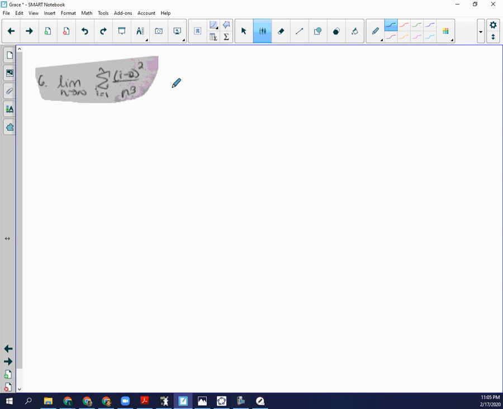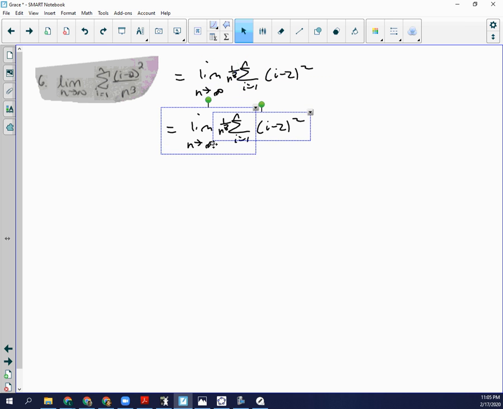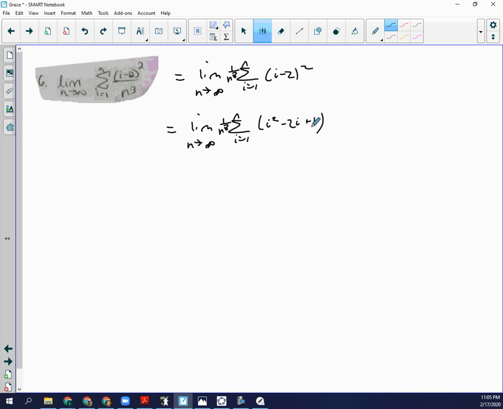This one's just going to require a little algebra first. The quantity i minus 1 squared is going to be, well, I'm going to pull out that 1 over n cubed. And then I've got i minus 1 squared, that's i squared minus 2i plus 1. And then we use those formulas again.